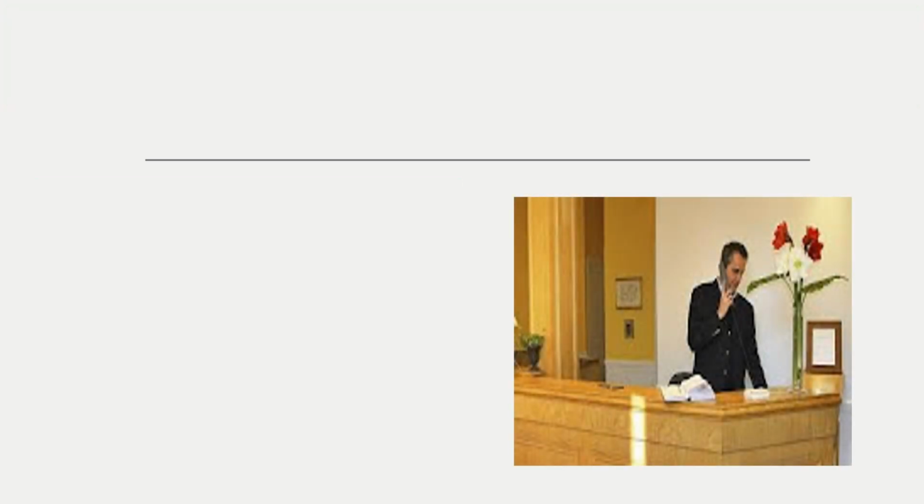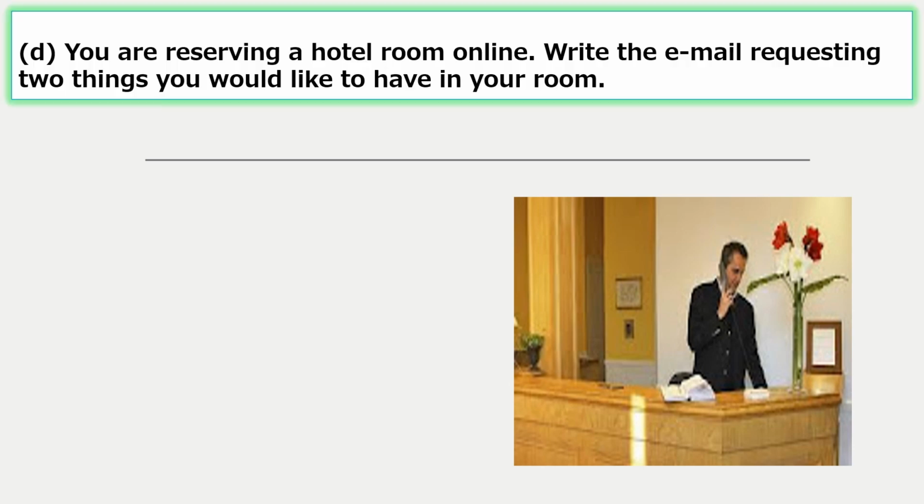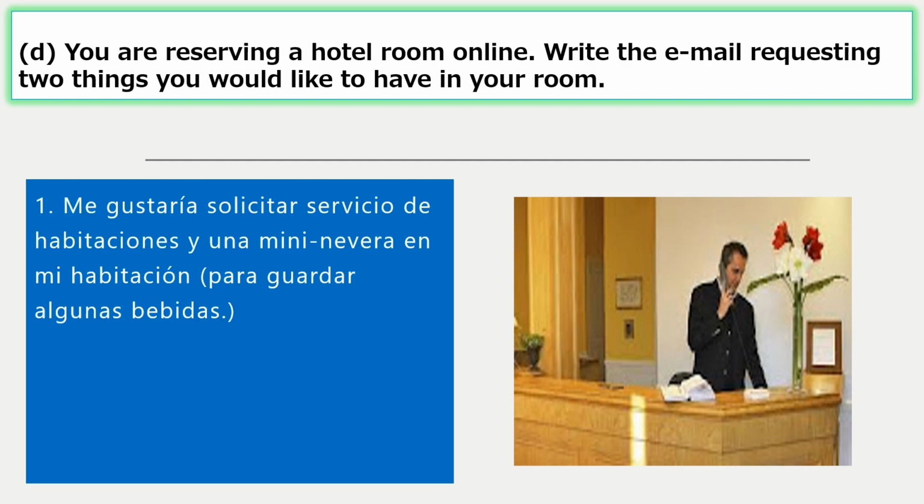Okay, so now we are at question number 4, and the question number 4 reads: you are reserving a hotel room online. Write the email requesting 2 things you would like to have in your room. So the first response could be: Me gustaría solicitar servicio de habitaciones y una mini nevera en mi habitación para guardar algunas bebidas. So I would like to request room service and a mini fridge in my room to store some drinks.